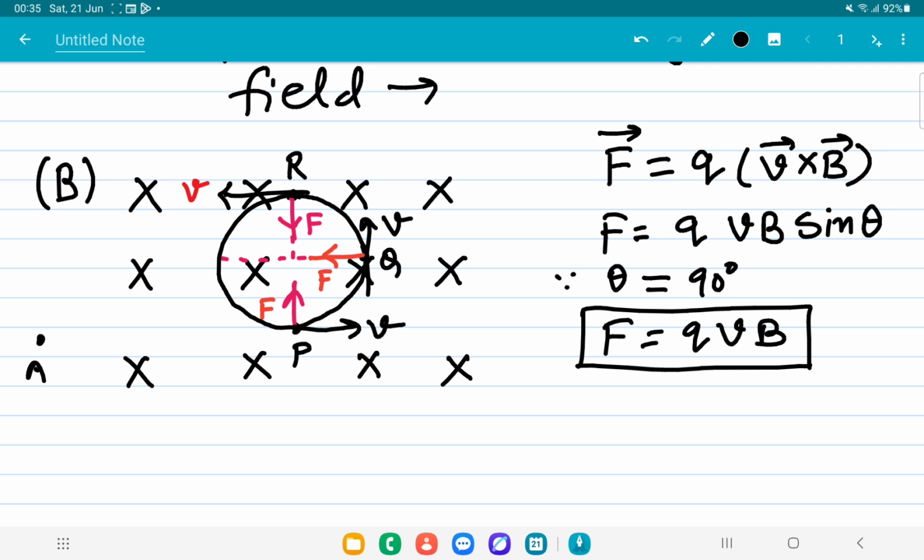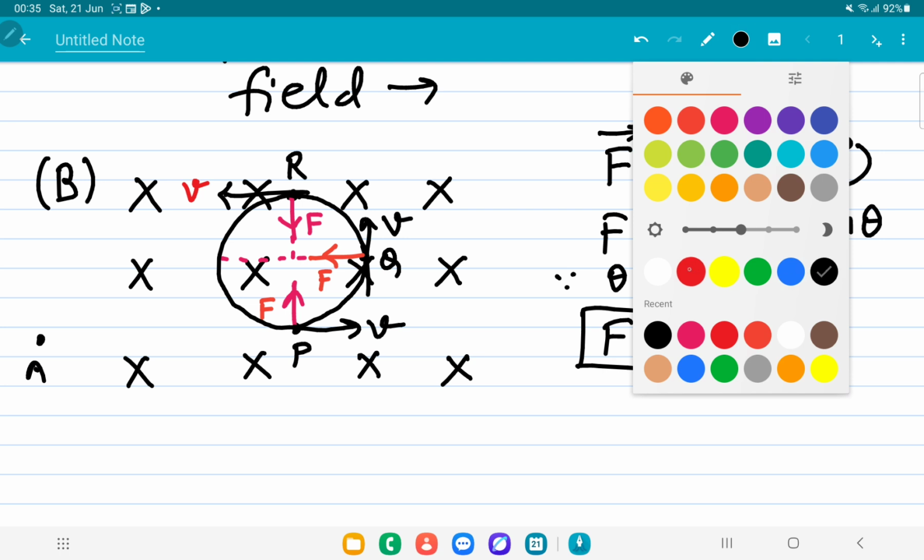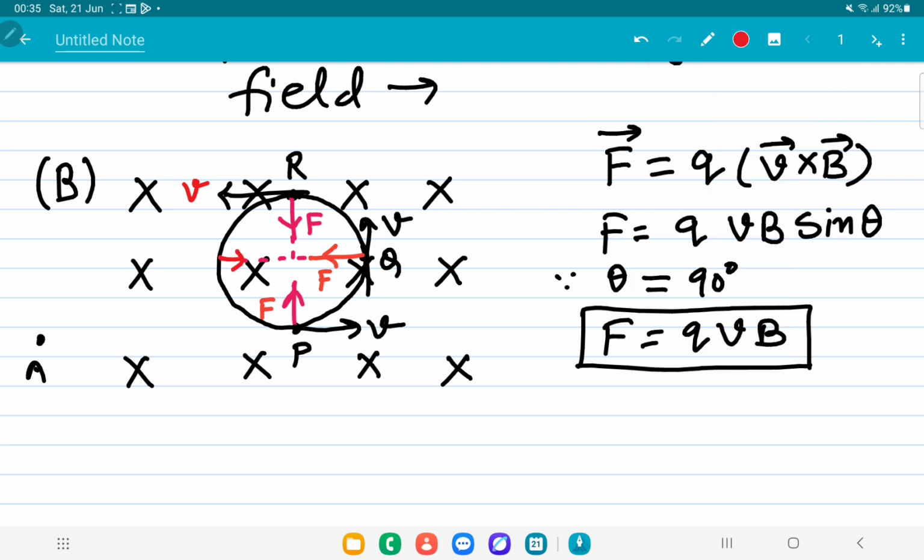So clearly you can see that the force which is acting towards the center of this circle at every point is the Lorentz force. The force which acts towards the center of the circle is called the centripetal force. Right now it is the Lorentz force which is acting toward the center of the circle, so we can say that the centripetal force is equal to the Lorentz force, because it is the Lorentz force which is compelling the charged particle to move along the circular track.